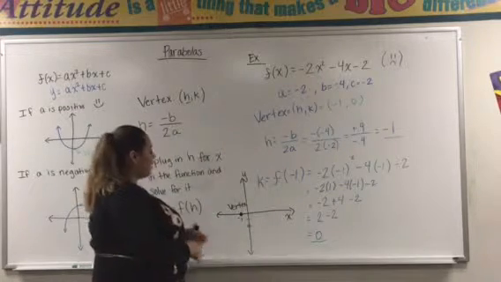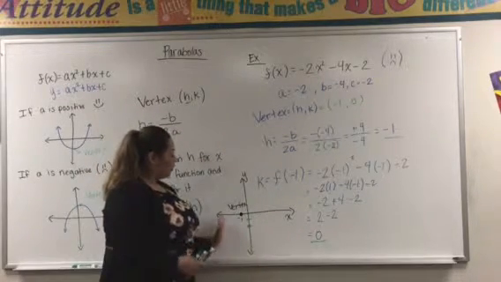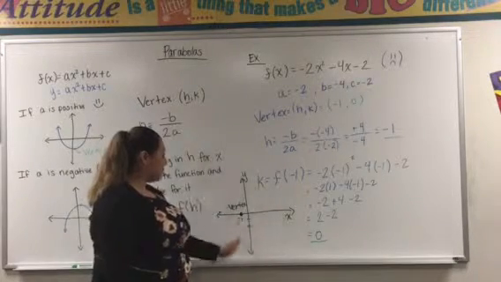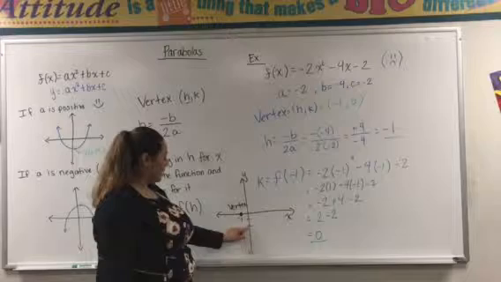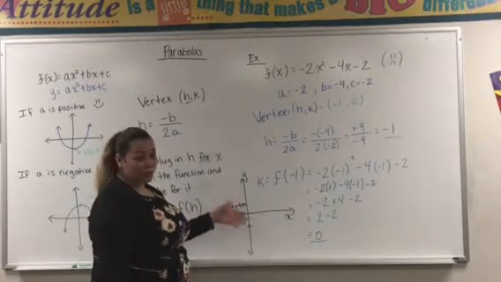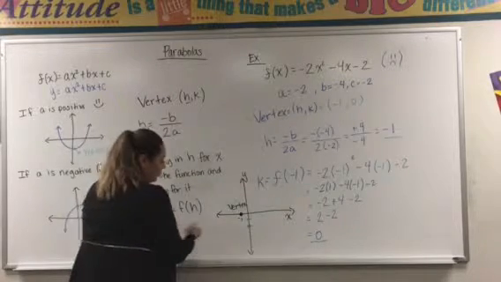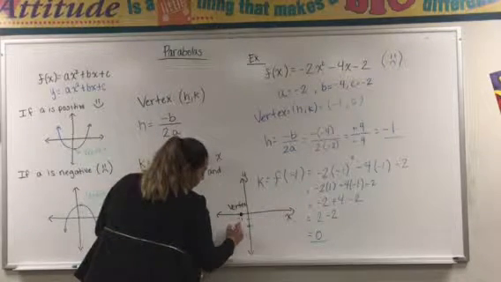Remember that we said that the vertex is, if we fold it, it'll be the same line. It's basically the axis of symmetry. So since we went over 1 and then down 2, we're going to do the same thing, but going the opposite direction. So we're going to go over 1 and then down 2. So over 1, 1, 2, this is our next point.